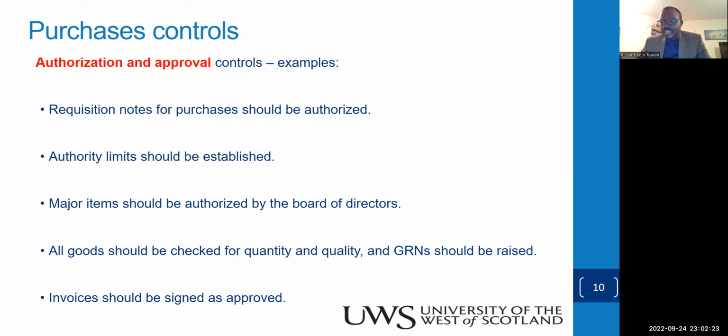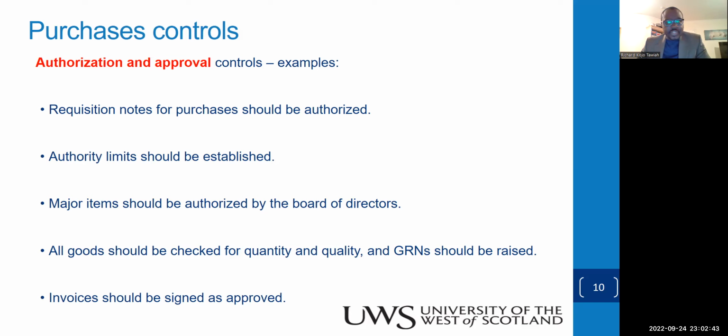There are different names people give to it, but it's a payment threshold or authorization threshold. So financial director can approve up to maybe 10,000. Anything above 10,000 should be referred to the board to approve. So major items should be approved or authorized by the board. We can vouch this from the minutes.